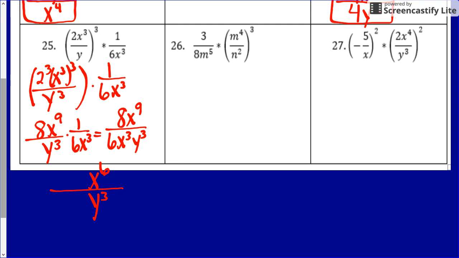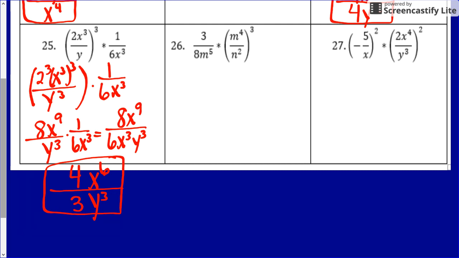And then while we're at it, I've got 8 divided by 6, and I can reduce that. 2 goes into 8 and 2 goes into 6. So 2 goes into 8 4 times and into 6 3 times. So that would be my final answer.